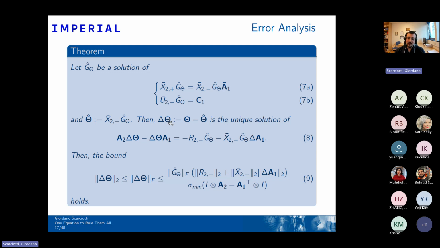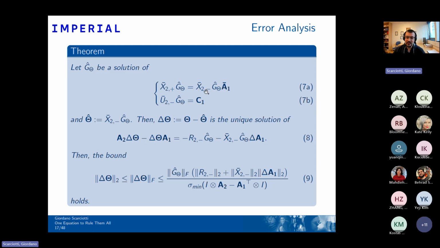And the result that we can prove is that this delta theta satisfies, as well, a Sylvester equation. So the error delta theta satisfies this Sylvester equation given in 8. And this is important for two reasons. The first reason is that this shows that the error delta theta is unique.